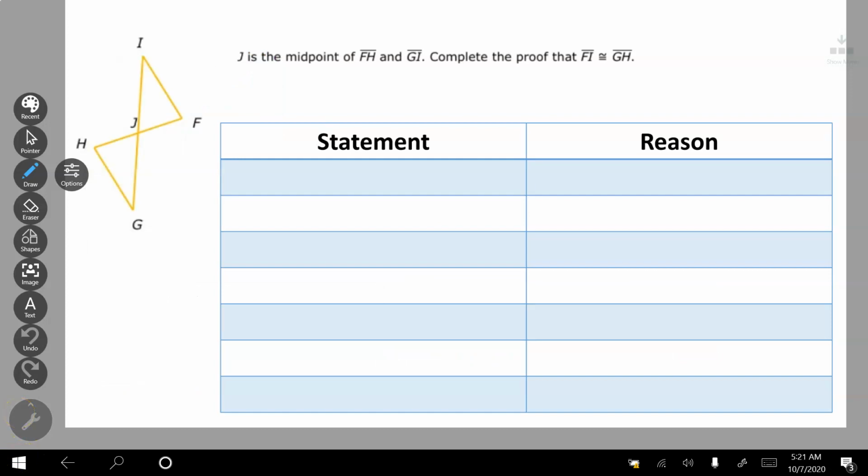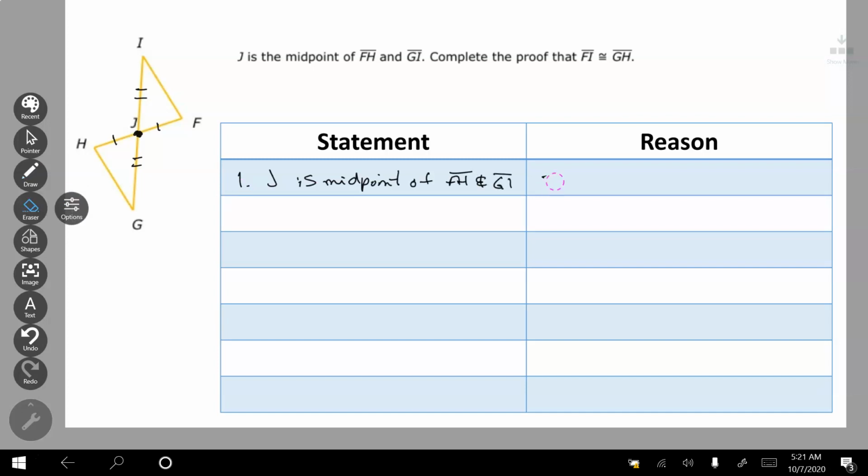Okay, last page. J is the midpoint, right here in the middle of FH. That means these two guys are congruent because it's in the middle. And GI, that means these two are in the middle, are the same length, based on this and that. So let me just start off by saying J is the midpoint of FH and GI.